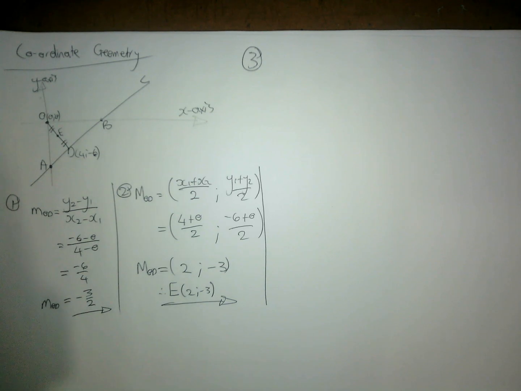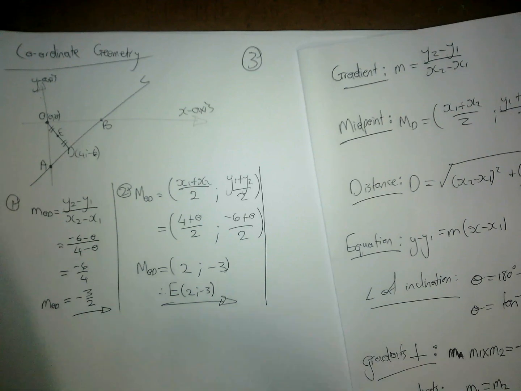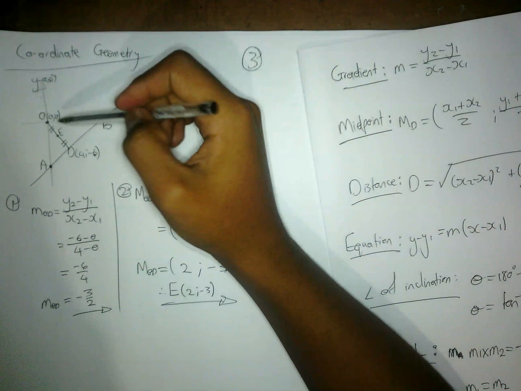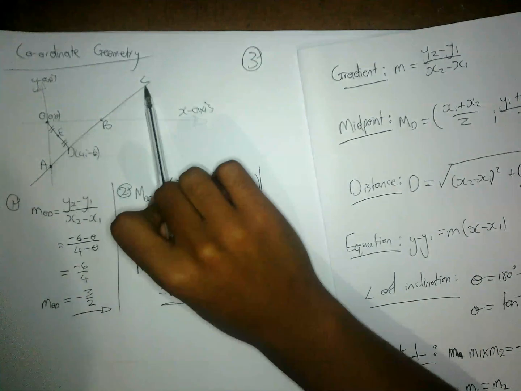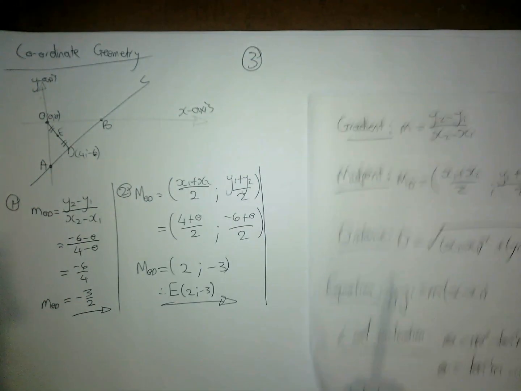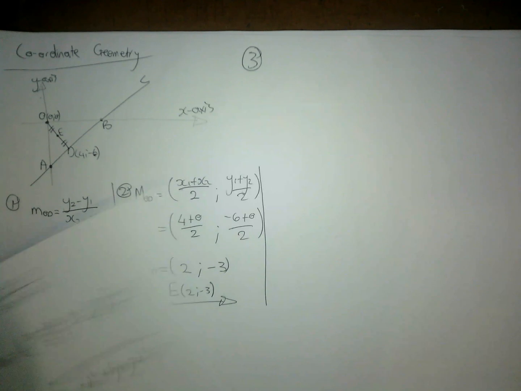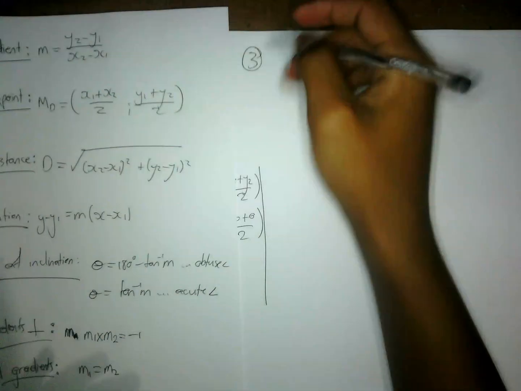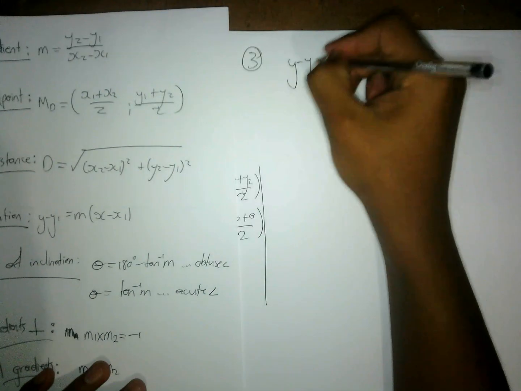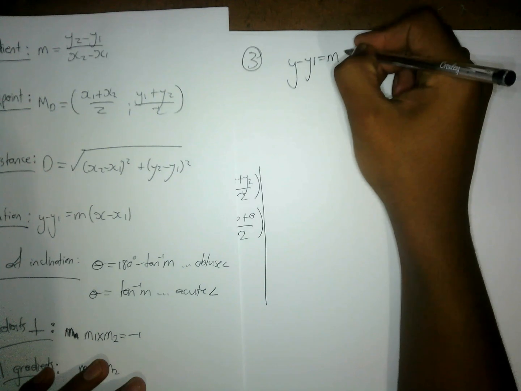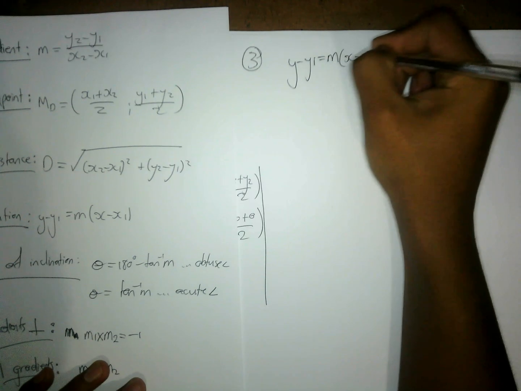They are now saying we must determine the equation of the line AC, which is perpendicular to line OD. So we must determine the equation of the line for line AC. How are we going to do that? Okay, we first select our formula: y minus y1 equals m, the gradient, times x minus x1.